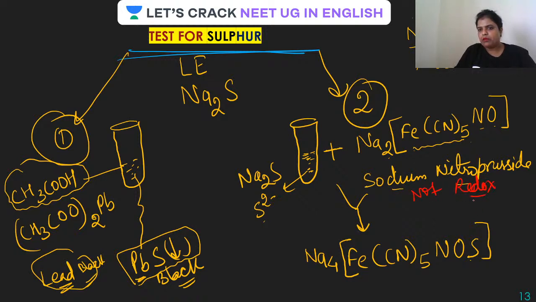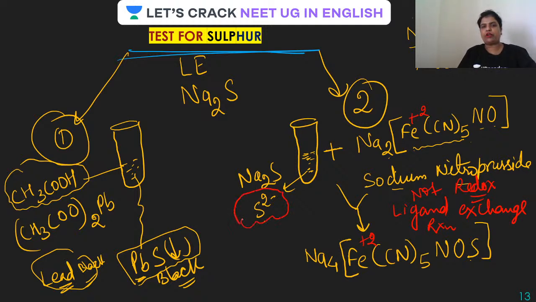Why? Because there is no change in oxidation number. Here also it is plus 2. In this case also it is plus 2. Is this clear? What is it then? Yes, this is simply a ligand exchange reaction. Very many times this question has been asked. The sodium nitroprusside test is also used in qualitative analysis. Sodium nitroprusside test is a very famous test.